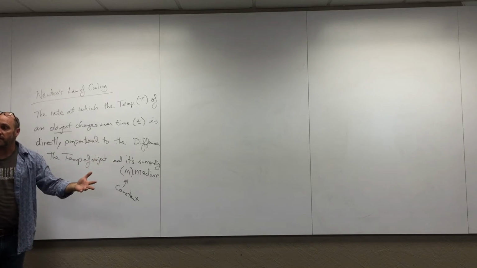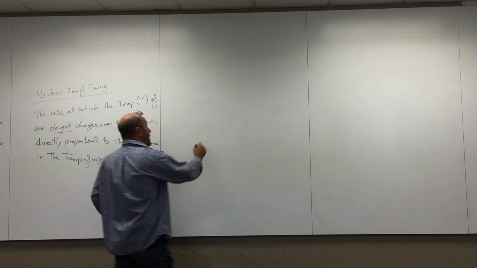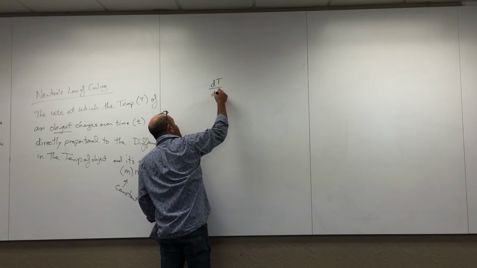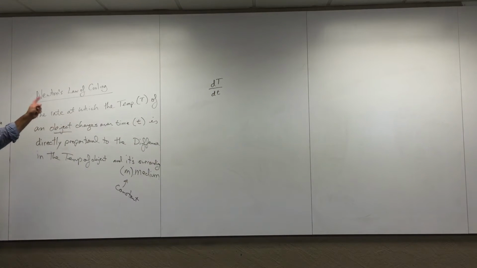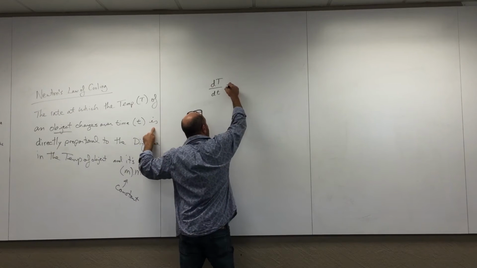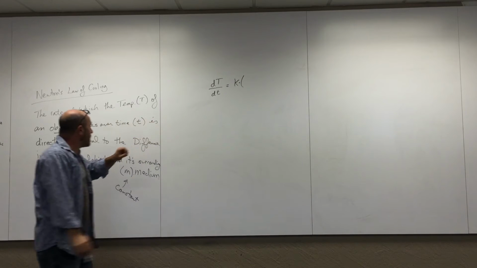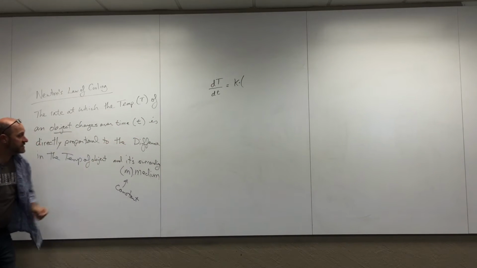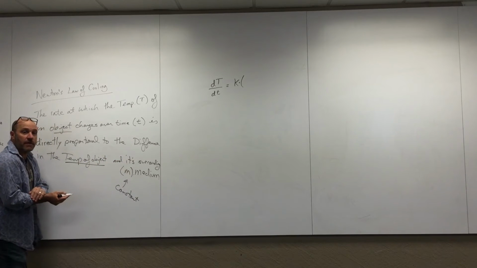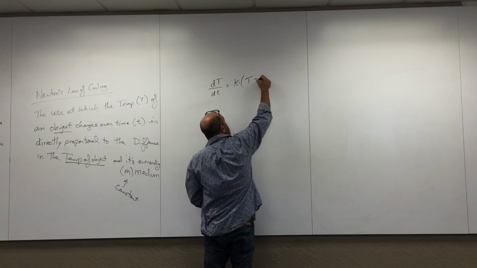That's an English sentence, and I think I could write a DE from that. I think I can write the rate at which the temperature changes over time. Don't you think that's right? The rate at which the temperature changes over time is directly proportional to, but now it's directly proportional to the difference in the temperature of the object and its surrounding medium, which would be T minus M? Good, capital T minus M.